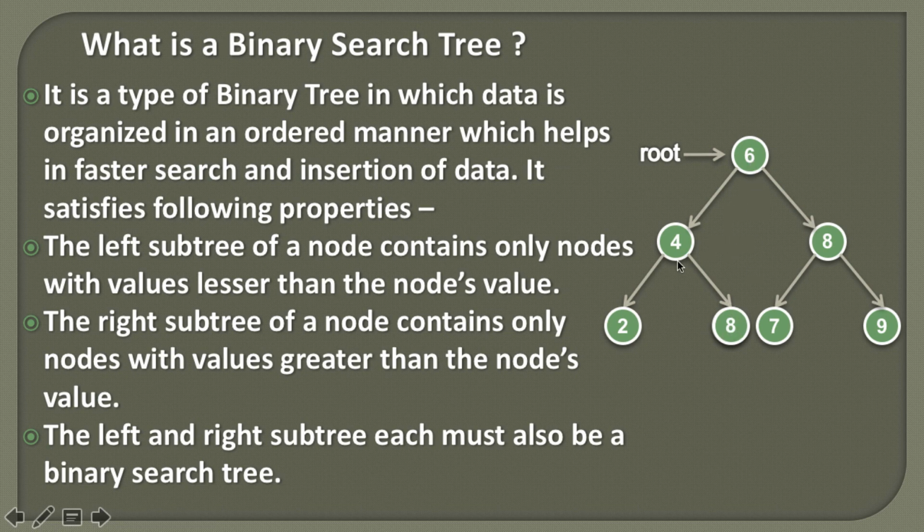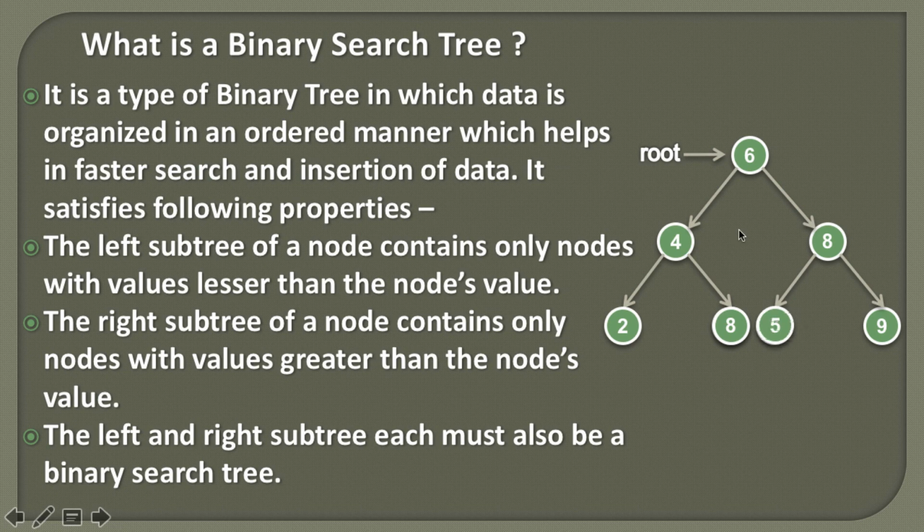Therefore this is not a binary search tree, because these two properties should be true for each and every node. If you are on a particular node, we take all the nodes of its left subtree and right subtree and compare them with the node's value. Here you can see 4 and 2 are lesser than 6, but 8 is not lesser than 6. Therefore it is not a binary search tree.